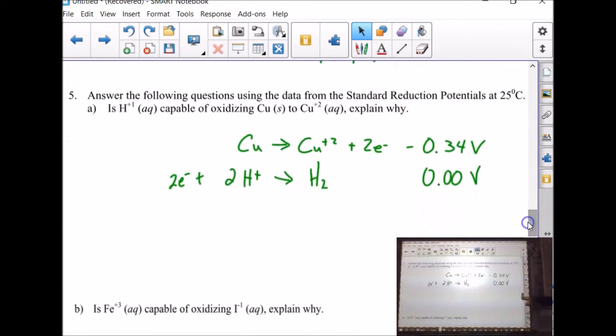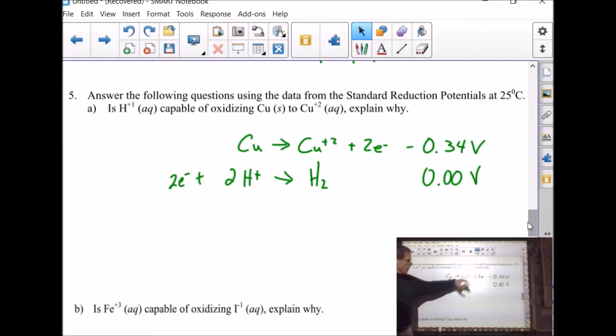All right, looking at number 5. It wants you to answer the following questions using the data from the standard reduction potential table. Now again, back in the day, you had all those values. Now you get a table, so it's a little easier to work this out. But the question's asking, is hydrogen plus 1 capable of oxidizing copper to copper plus 2?